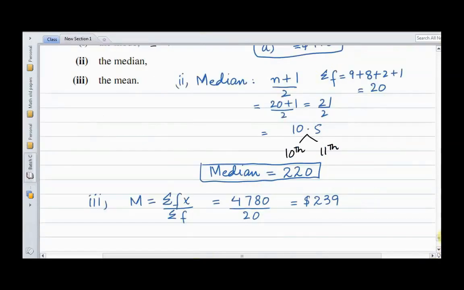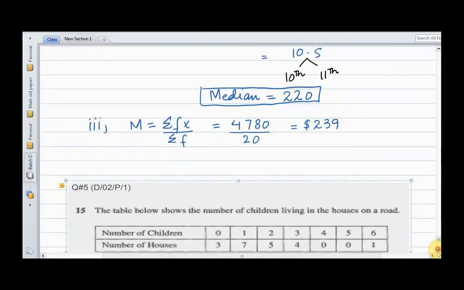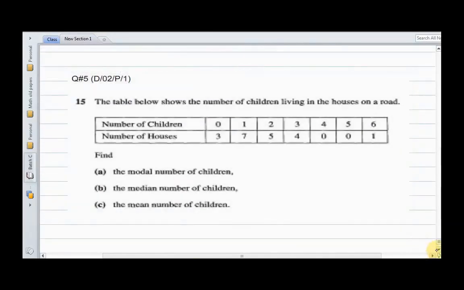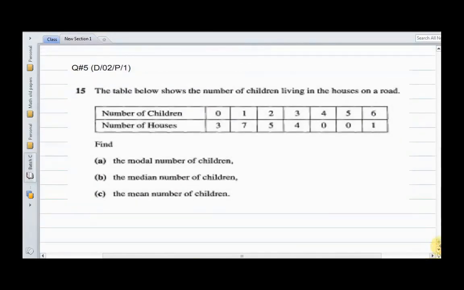Now after this question we are going to attempt another past paper question, similar to the one we just attempted. First, stop the video and try it by yourself, and then see its solution. Attempt this question yourself and then see if your answers are right or wrong.